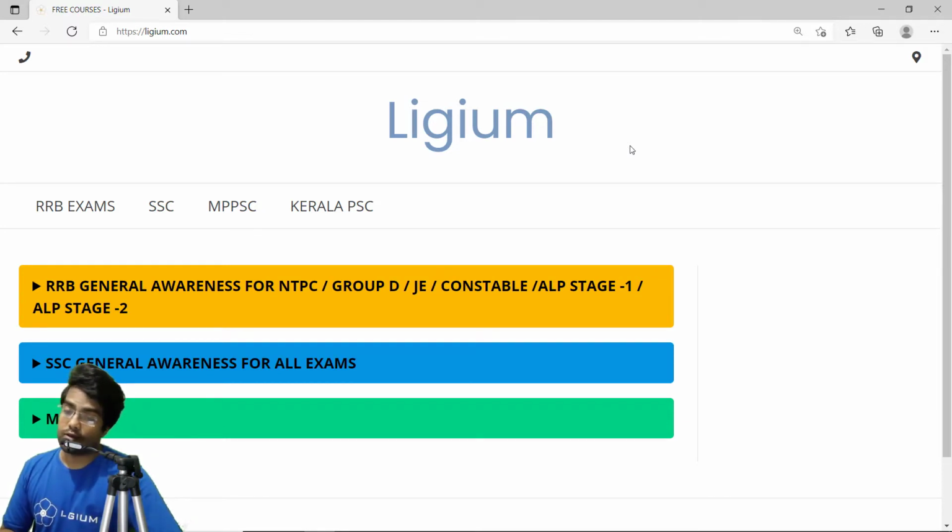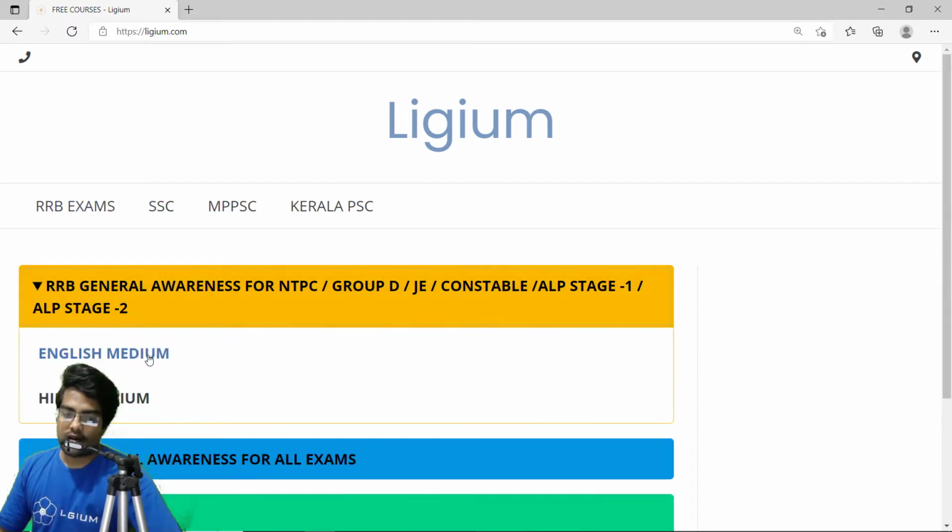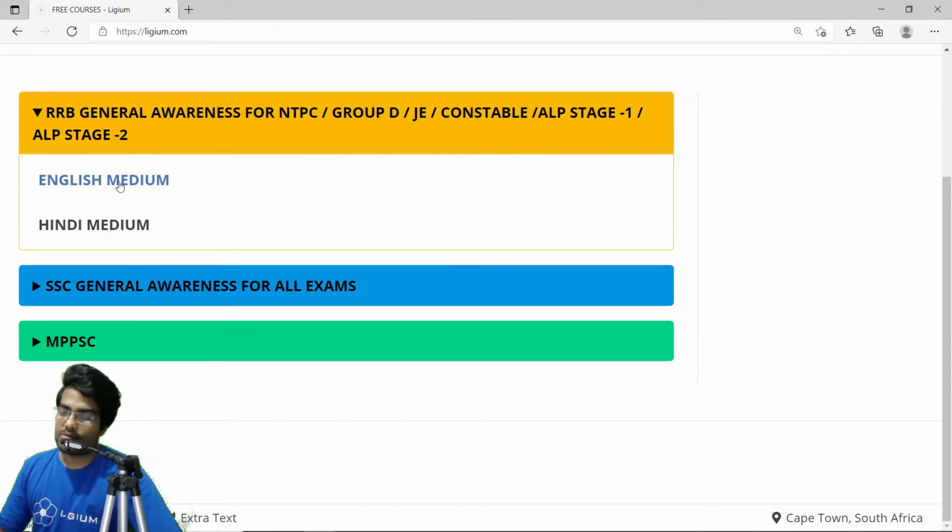But before we get into the modern history and solve MCQs, let me just teach you how you can reach the modern history section. First of all, you have to click on the RRB General Awareness for NTPC. Okay, that's pretty much obvious. Then you click here, and you will find the option that is English medium. You just click on the English medium.